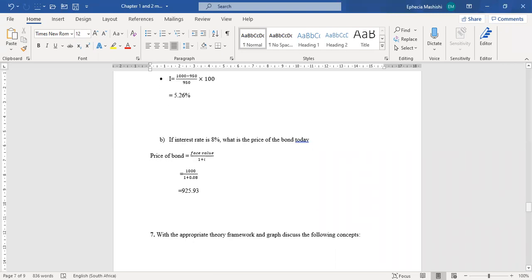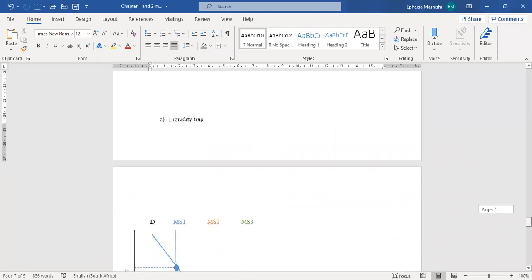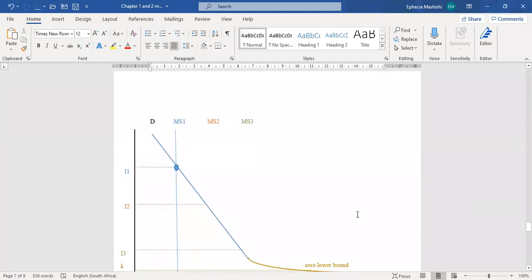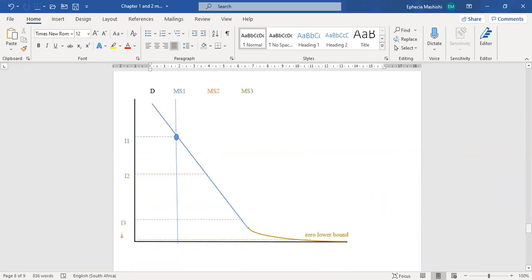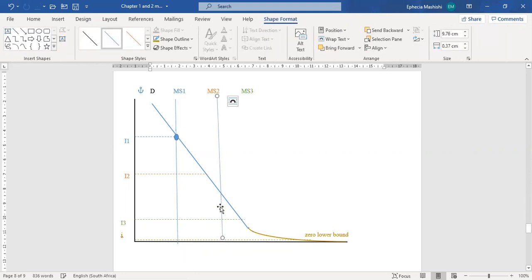Question number 7. With the appropriate theory, framework, and graph, discuss the following concept: liquidity trap. So to illustrate this, let's just say that the economy was in a recession and the central bank wanted to stimulate the economy. So they would increase the money supply to MS2 in order to stimulate the economy. The central bank increases the money supply.